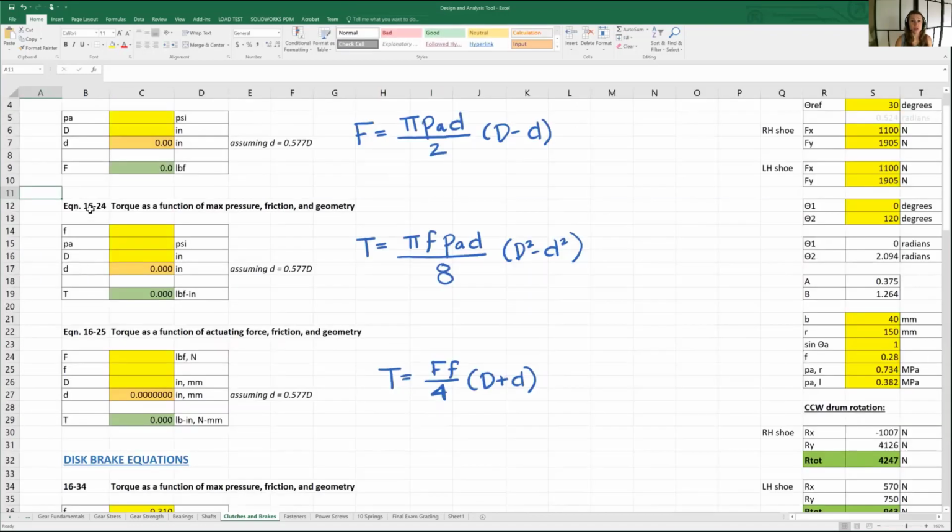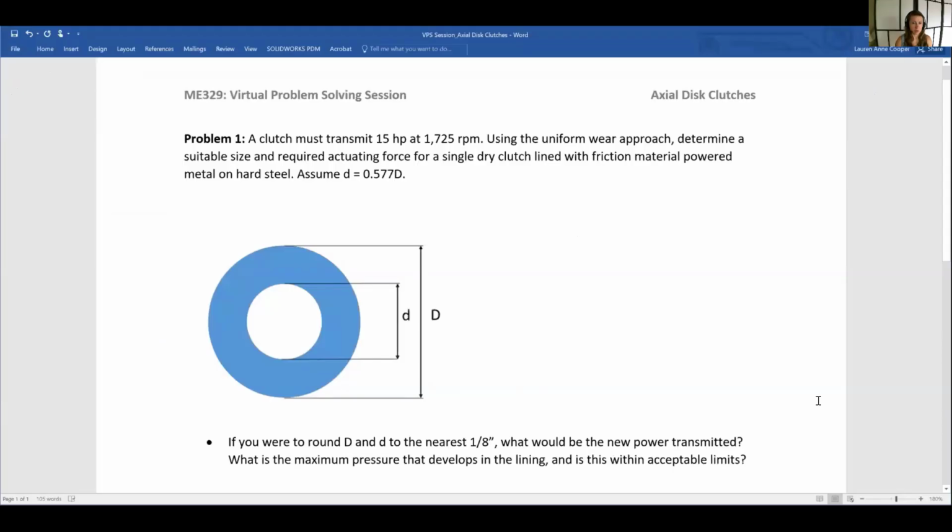We're going to use equation 16.24 because that matches the information we have the best. So 0.2 for our coefficient of friction, 300 psi for the pressure. I'm just going to put a 1 in here for D, and notice how my little d automatically comes out as 0.577 inches. Now, big D is not going to turn out to be 1 inch. It's just a placeholder. We're going to goal seek for that big D by inputting our value for torque.